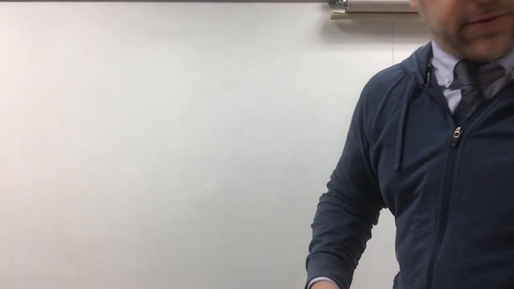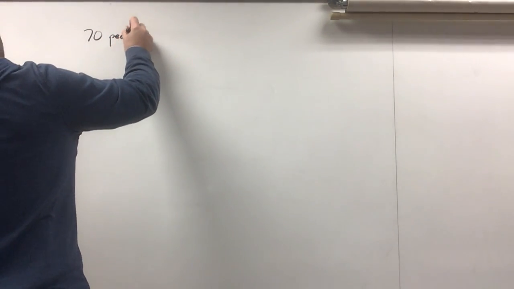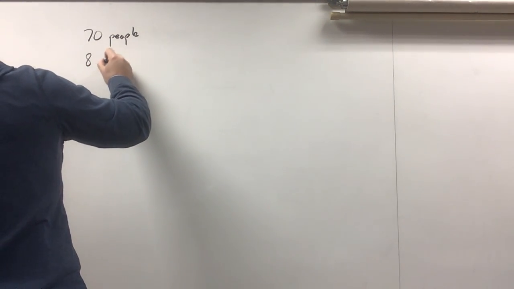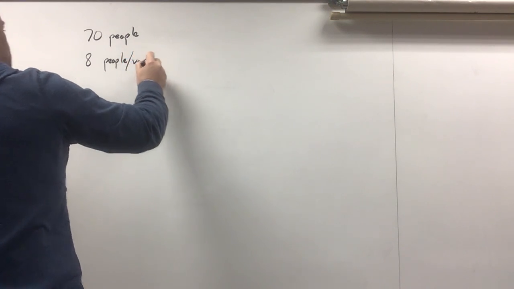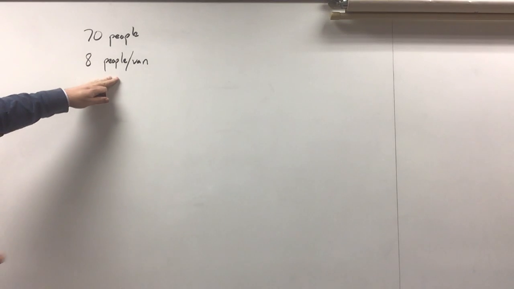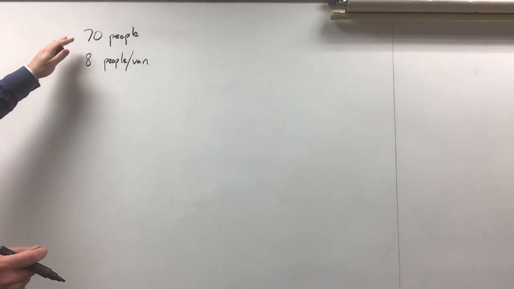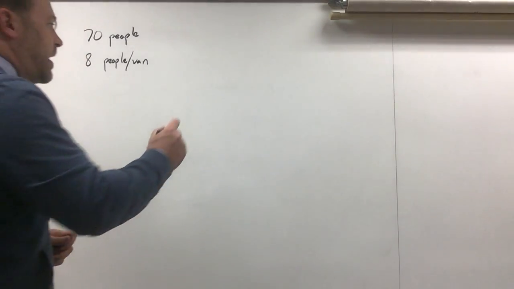All right, so let's jot down what we know. We know we got 70 people are going on the trip, right? And we can hold 8 people per van, right? So we're going to need more than one van, right? All right, so I think we're going to have to divide 70 by 8, and I think we know how to do that by hand now.